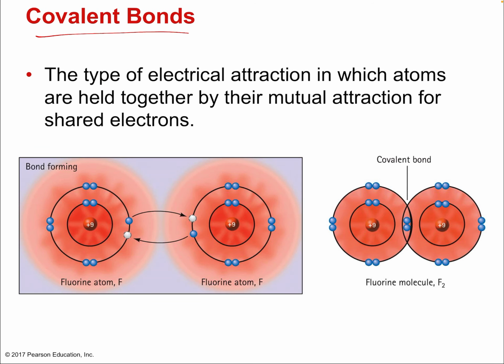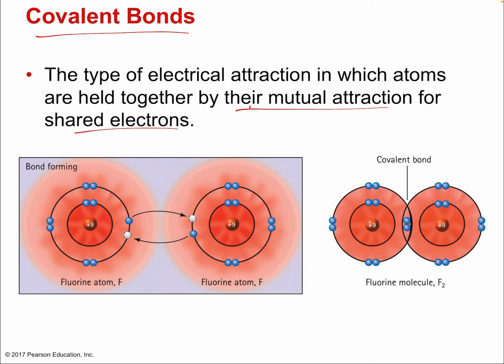Let's get on to this idea of covalent bonds. And again, covalent bonds are going to be all about sharing unpaired electrons, just like I talked about a moment ago for ionic bonds. The difference, though, is that it does not involve ions. It's taking two neutral atoms that have unpaired electrons in their valence shell and bonding them up. Okay, so it is the type of electrical attraction in which atoms are held together by their mutual attraction for shared electrons. Both the nuclei want those electrons. They come together with equal force, or maybe unequal force, and you got yourself a bond.